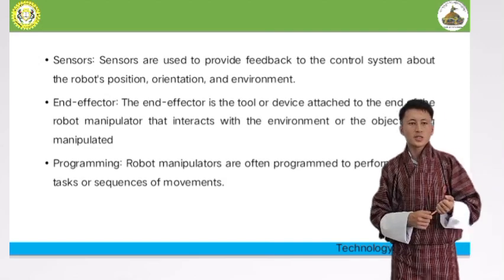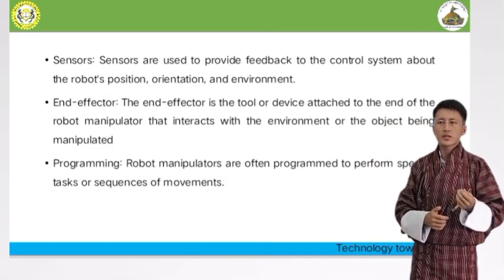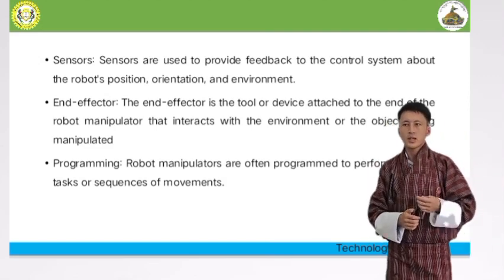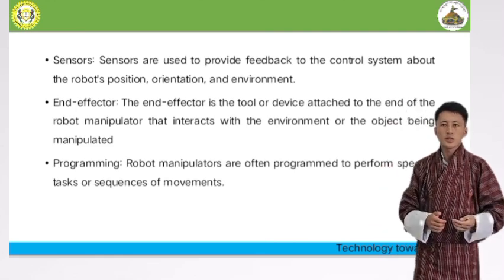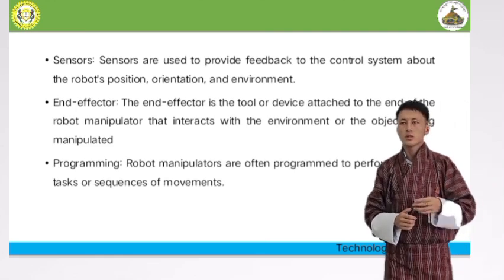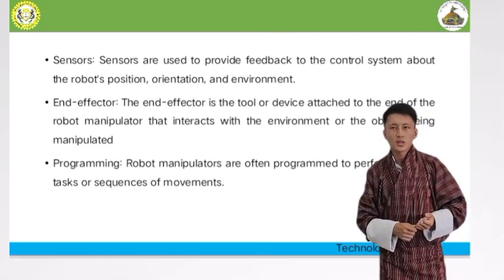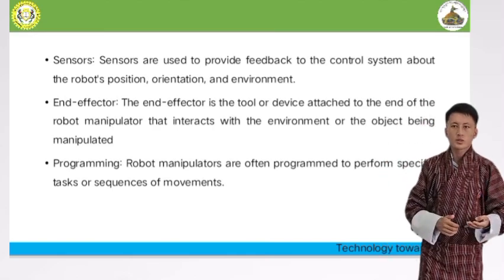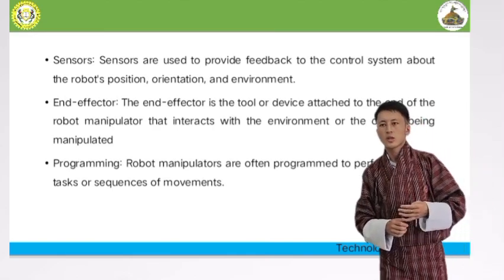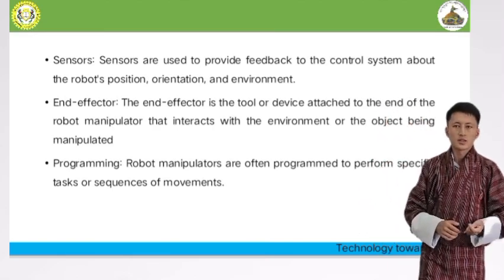And we have the end effector. The end effector is the tool or device attached to the end of the robot manipulator that interacts with the environment or the object being manipulated. End effectors can be grippers, welding torches, or any other tool specific to the task at hand.